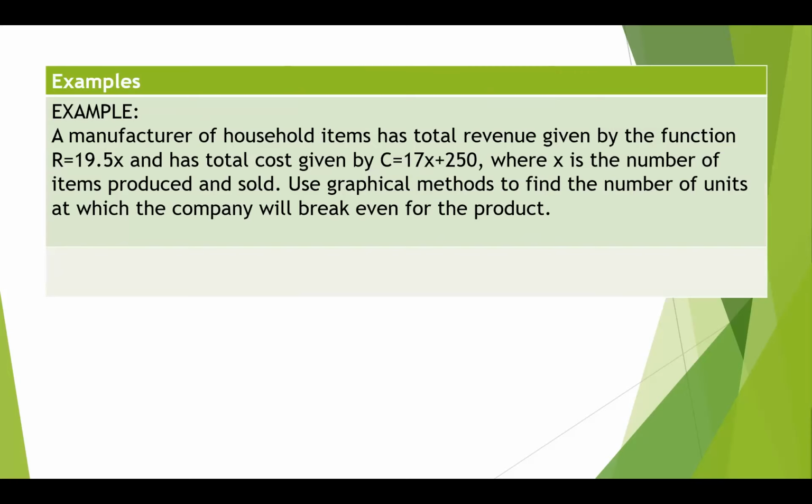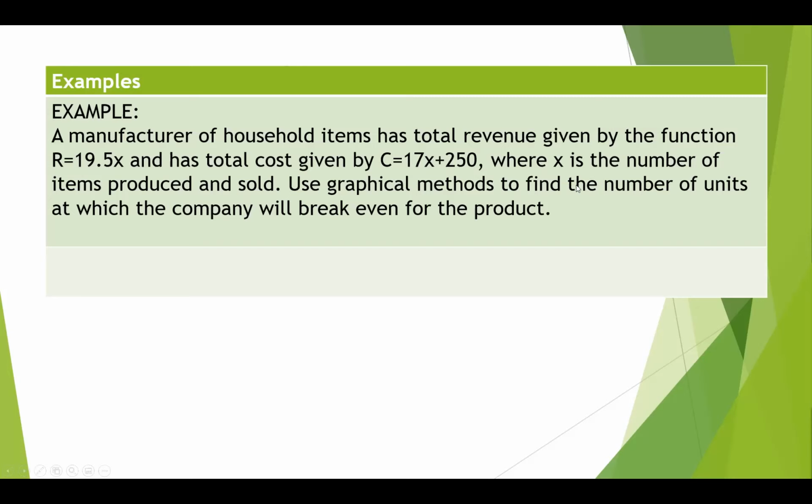So we have a manufacturer of household items that has a total revenue given by the function R for revenue is equal to 19.5x, and x would be the number of things that they're making. And it has a total cost given by C for cost of 17x plus 250. So for every x items they make, the cost to make them is this C equation, and the revenue equation is this R equation.